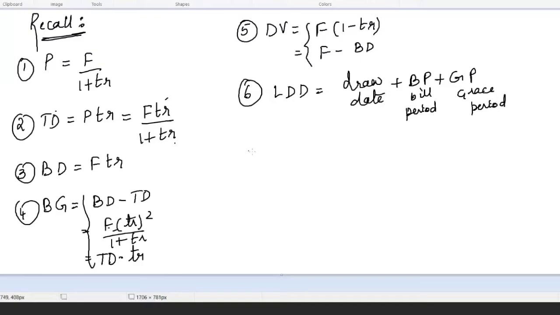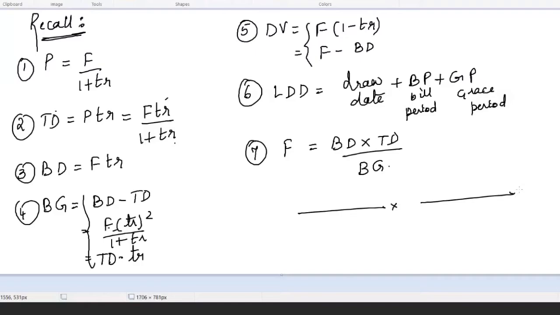Next we have the last one, face value. So face value, what is the formula? BD into TD, that is all the discounts on top by banker's gain. So these are the formulas you have to remember. Quickly recall and we will start with the problems.